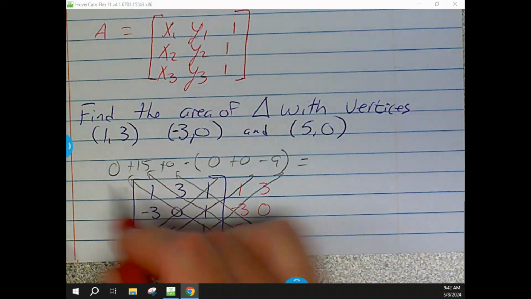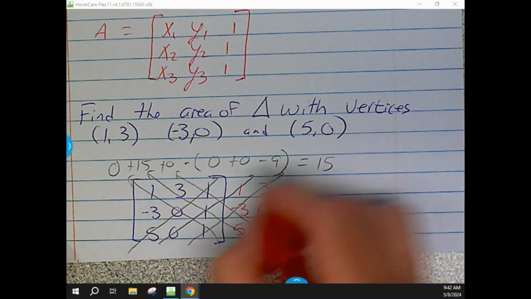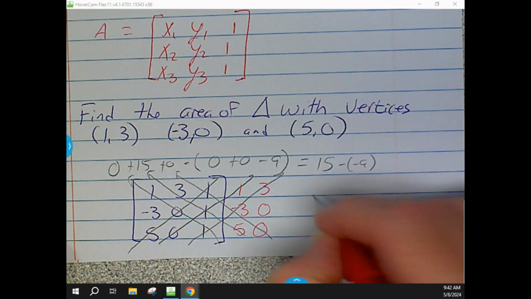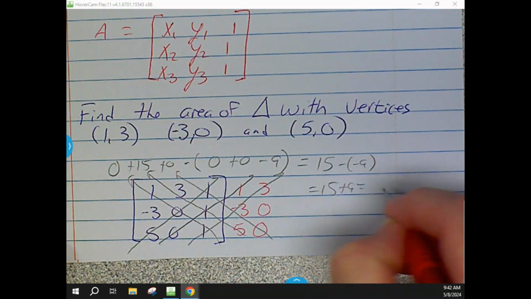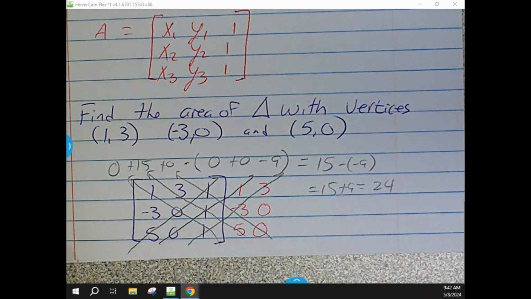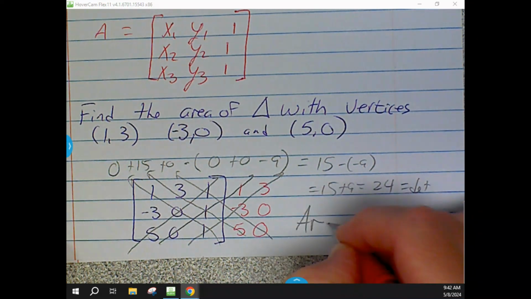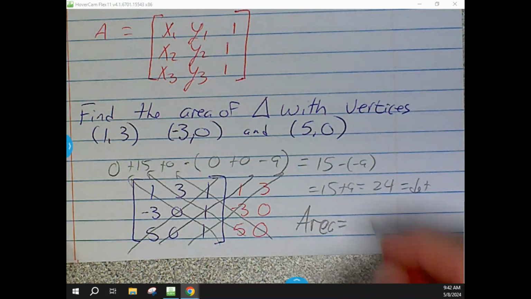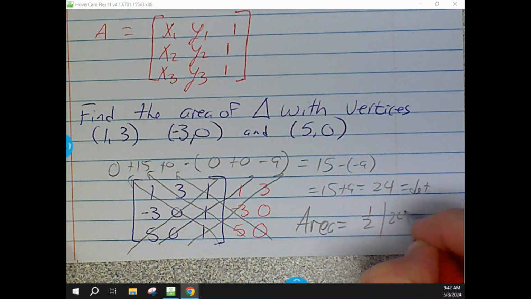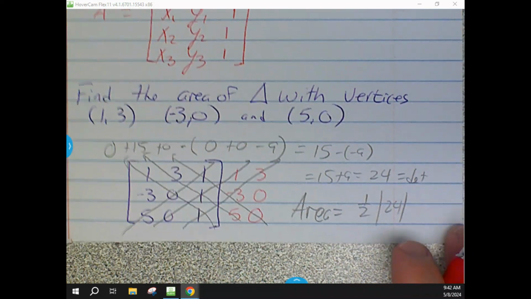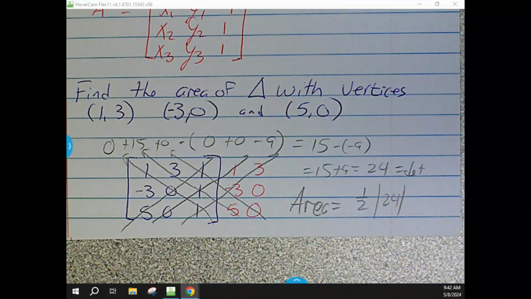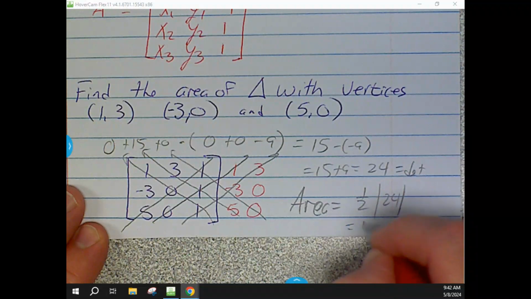Okay, so 15 here minus -9 here. That's 15 plus 9, which is 24. And again, that's our determinant. So then area is going to equal half of the absolute value of 24. And we do the absolute value because if it came out negative, you cannot have a negative area. So half of 24, easy enough. That is 12 square units.